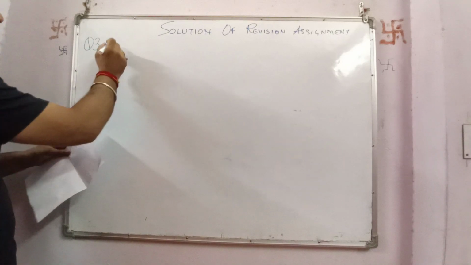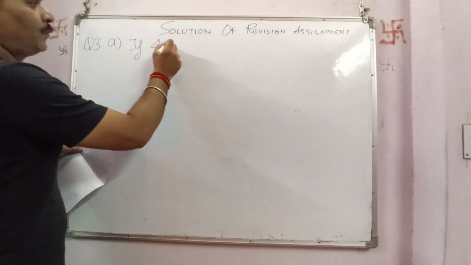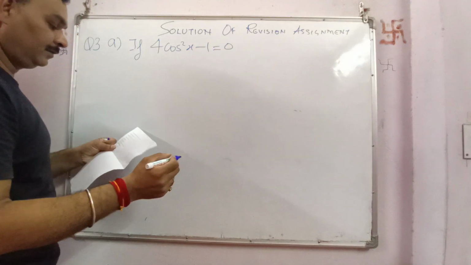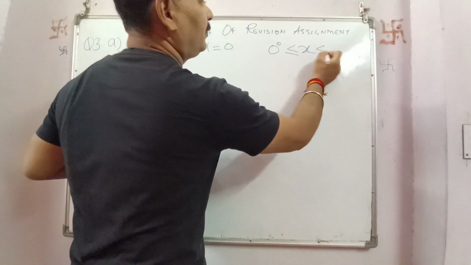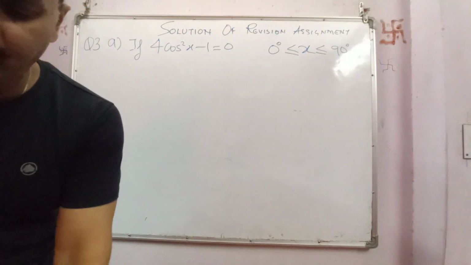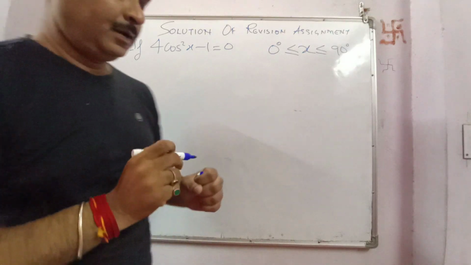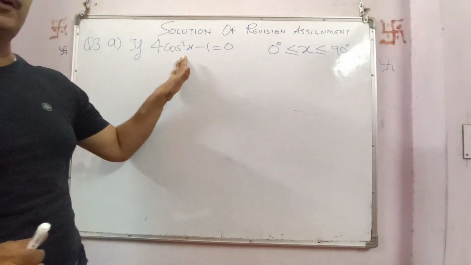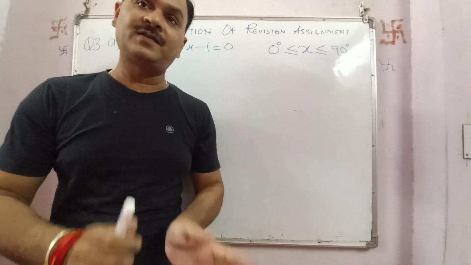Question number 3, A part. If 4 cos square x minus 1 is equal to 0 and x lies between 0 to 90. What does it mean? X lies between 0 to 90. That means it lies in the first quadrant, or x is acute. Student, if the angle is acute, then all the trigonometric ratios will have a positive value.